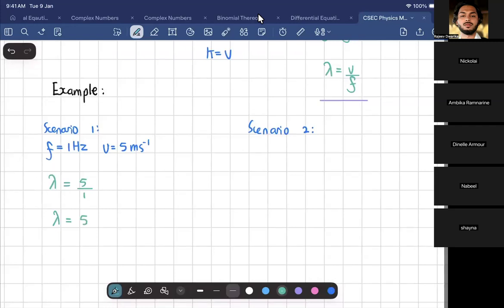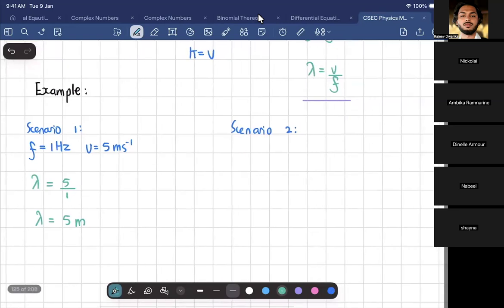And the wavelength is? What unit? Meters. Cool. Now let's try something else, right? So we're gonna change the frequency. Nikolai, what do you want me to do with the frequency? Do you want me to increase it or lower it down? Increase it, yes? All right.